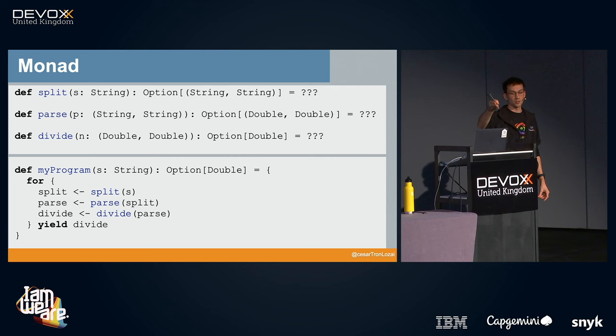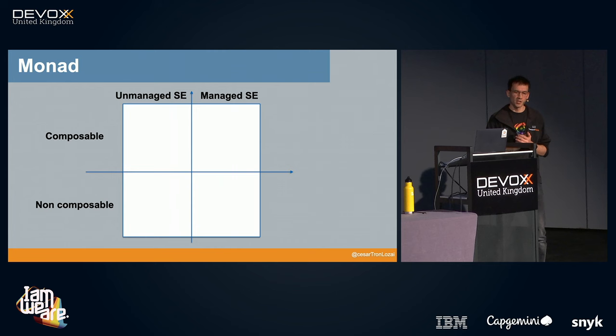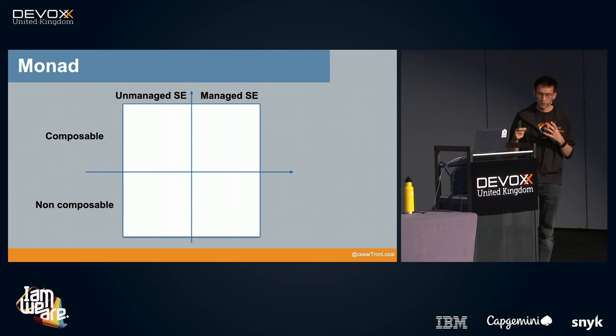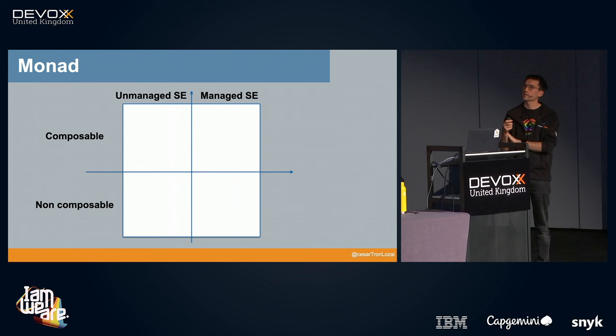So before we finish, I want to emphasize one point. I said it before, but I really want to say it again. I have this quadrant here. On the horizontal axis, I have whether we are managing side effects or not. And on the vertical axis, whether the code that we wrote is composable or not. We started here. We had this very nice one-liner, but it was very unsafe code. And by using the embellished type, by changing it to optional, we crossed the quadrant completely.